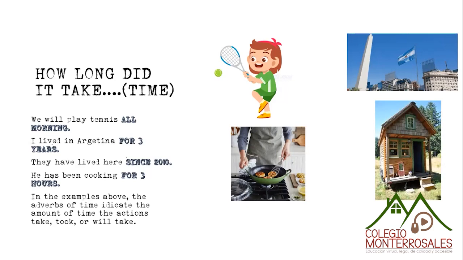For number four, we have he has been cooking for 3 hours. Wow. How long has he been cooking? He has been cooking for 3 hours. It's a long time for cooking. All right. So in the examples above, the adverbs of time indicate the amount of time the actions take, took, or will take. So all morning, for 3 years, since 2010, and for 3 hours. All of those are examples of adverbs of time.